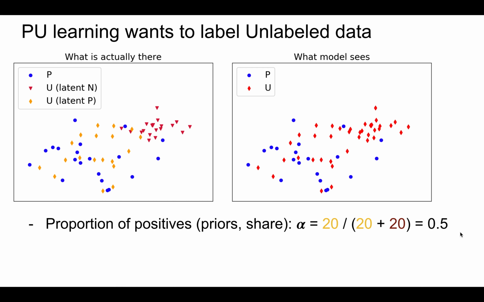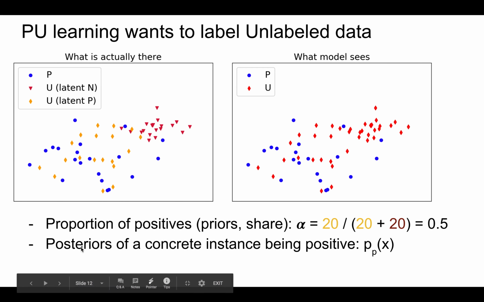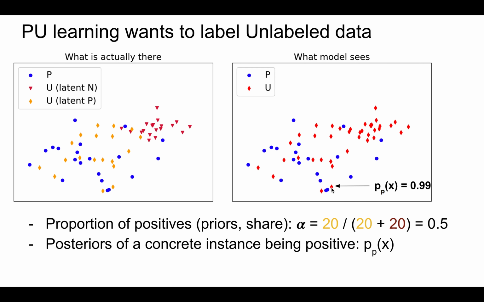And the second step is to estimate posteriors, that a concrete unlabeled instance is positive rather than negative. It's going to be denoted as probability of being positive, given x, which is the instance. In this example, here on the bottom, the points are kind of around blue circles, so there's a lot of positive data, so this is probably positive. And then above here, there's not much positive data around, so this is probably negative.